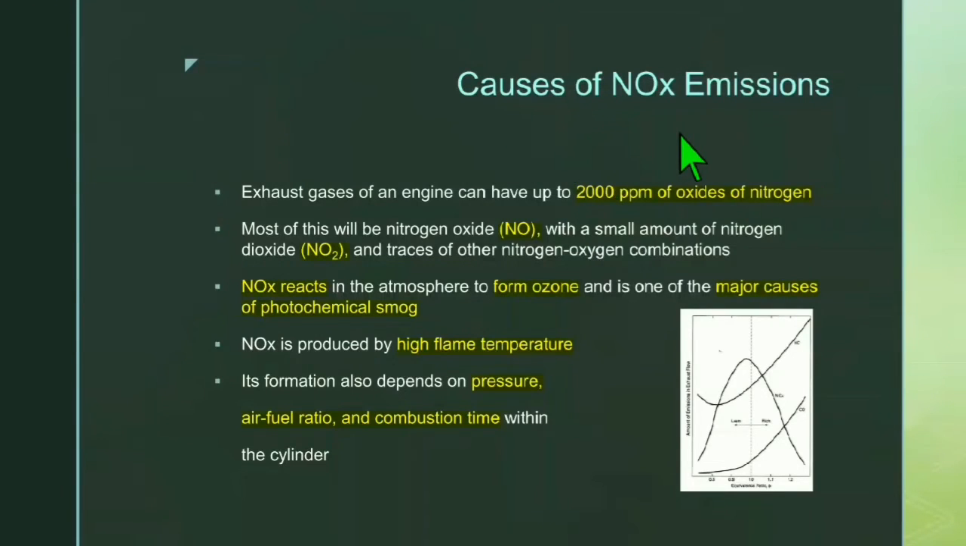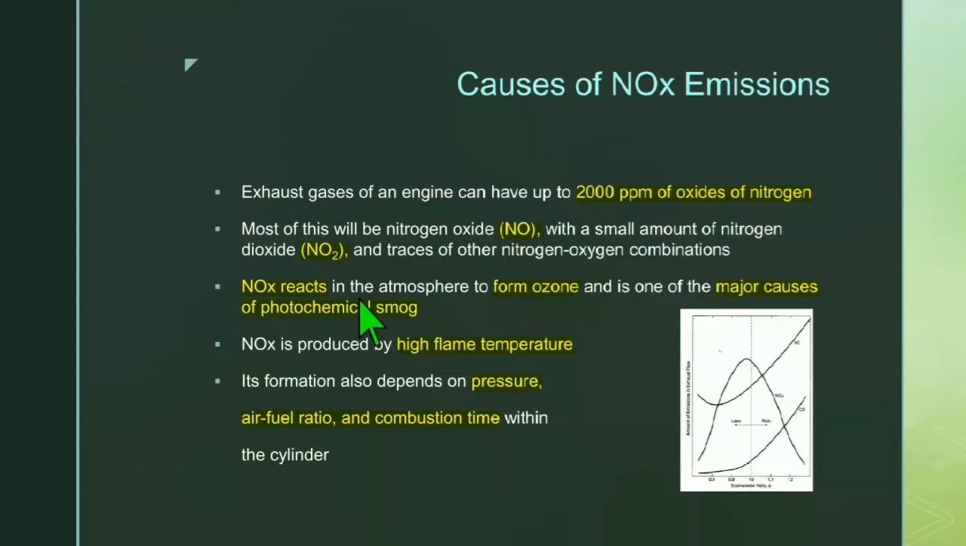Causes of NOx emissions. Exhaust gases of an engine can have up to 2000 ppm of oxides of nitrogen. Most of these will be nitrogen oxide (NO), with a small amount of nitrogen dioxide (NO2) and traces of other nitrogen-oxygen combinations.